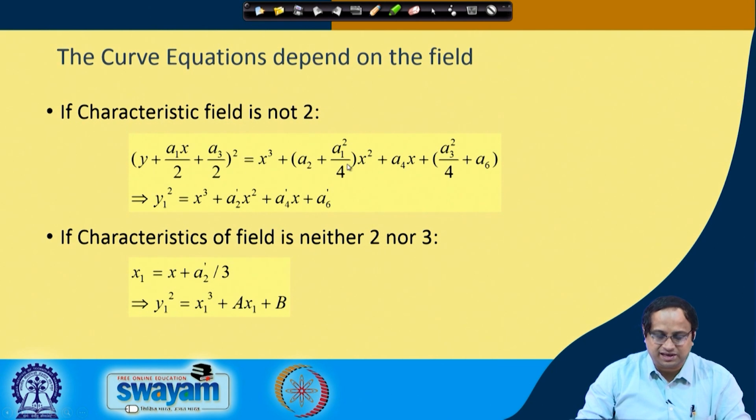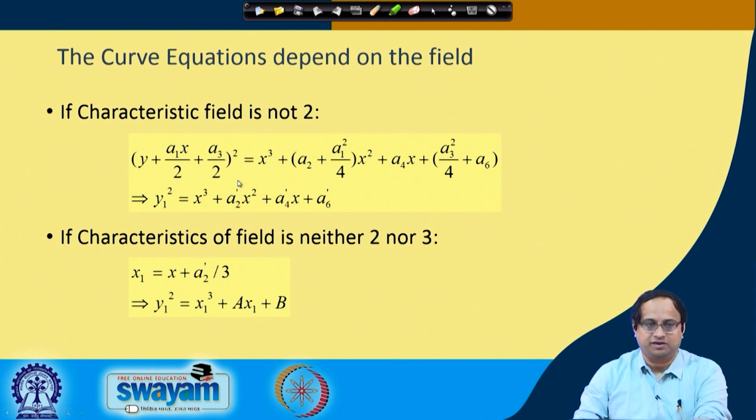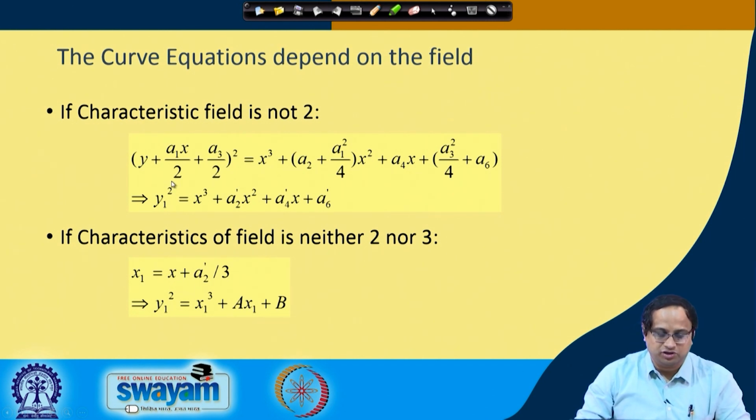But here, since the characteristic is not 2, I am free to do this division, and you can easily verify that this is exactly the same equation as the Weierstrass equation, except that I have added a few terms and adjusted a few terms. I leave it as an exercise to verify this. Once you write it in this format, I can take the part inside the square, raised to the power of 2, and replace it by a new y dash, or y1. Therefore I get y1 square equal to x cube plus a new constant a2 dash, plus again a new constant a4 dash, and a6 dash.